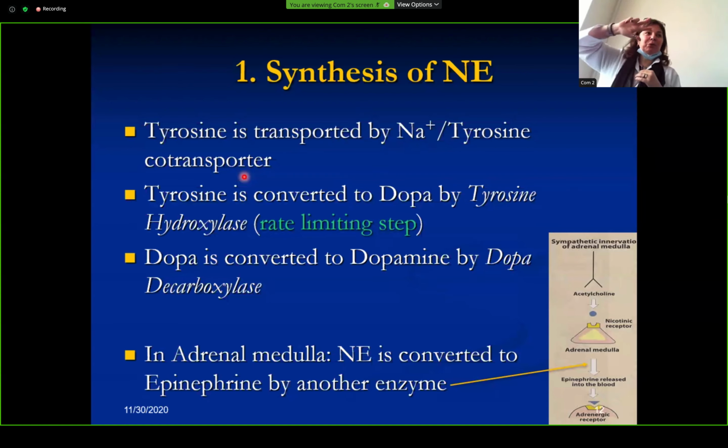Okay, or carriers. Carrier is the same thing as transporter, and then receptors. You have different subtypes of receptors. Tyrosine is converted to dopa by tyrosine hydroxylase. So anything affecting these enzymes, transporters, and enzymes, this is your rate limiting step.